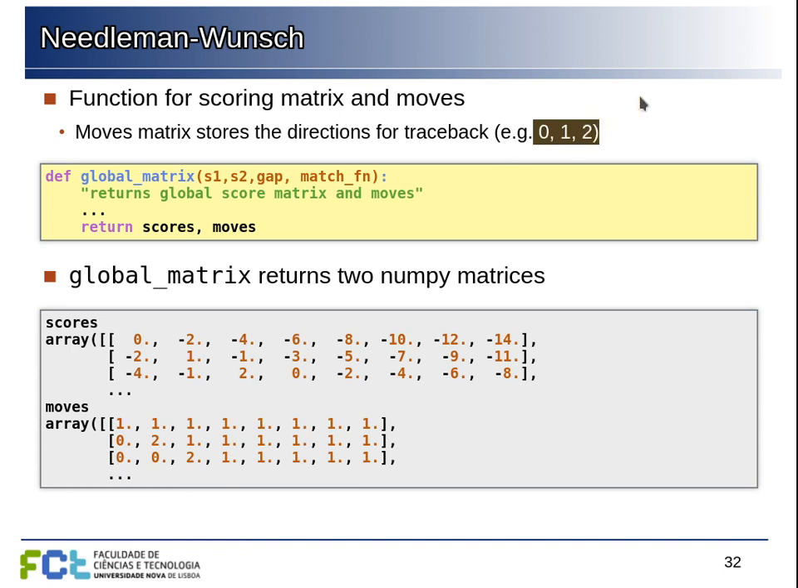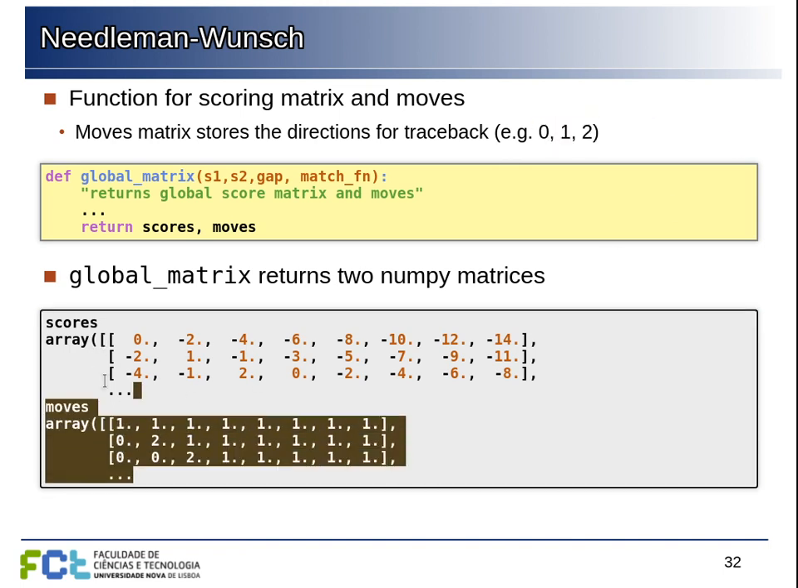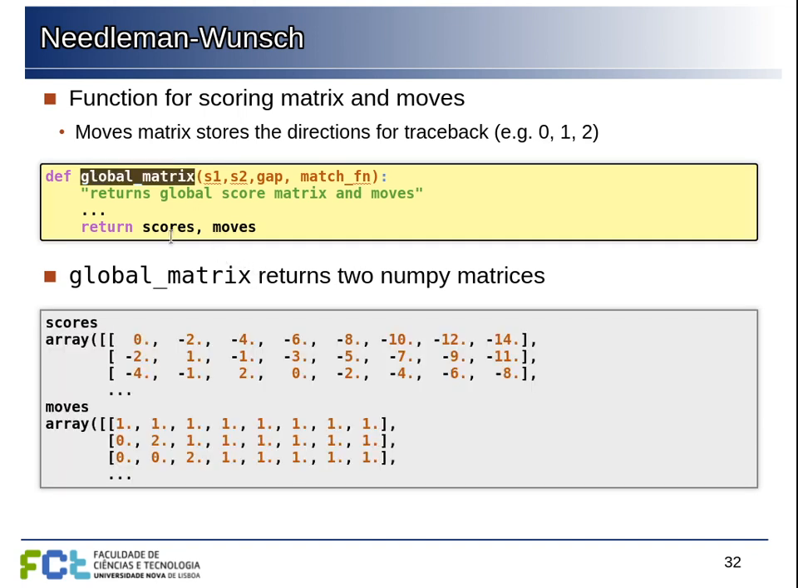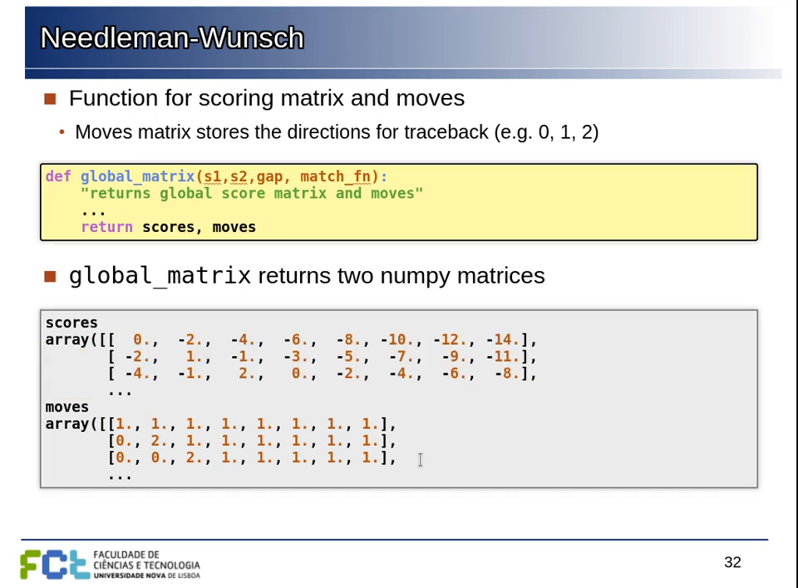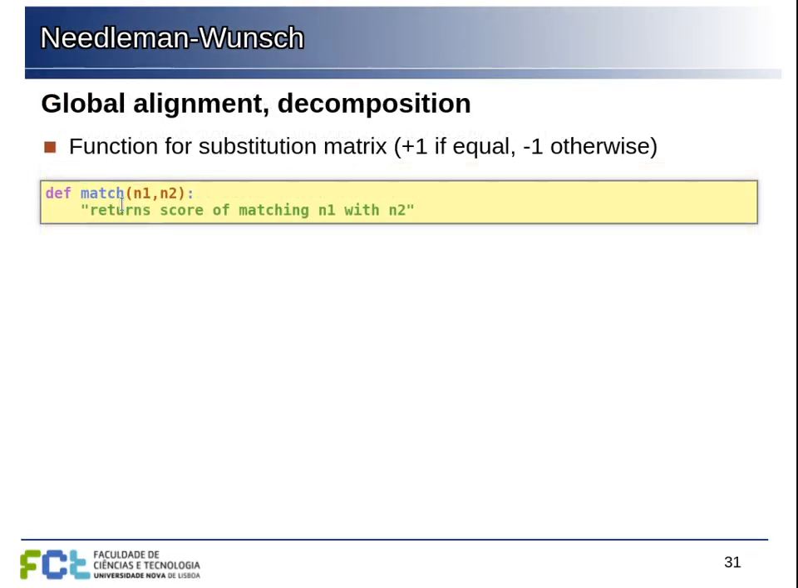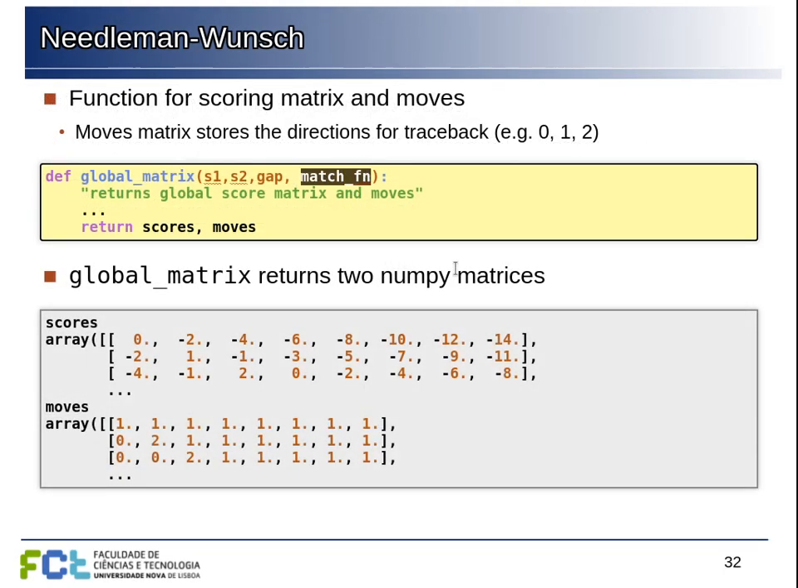This is arbitrary. You can choose whatever values you want, but these would be the 2 matrices that the global matrix function will return. Scores, so that we know the score and we can compute all the moves, and moves so that we can then do the backtrace and create the alignment. And another detail here is that we're going to receive the match function here, which will be a function like this one that we're going to call to get the score of matching 2 residues, 2 nucleotides in this case. Since we may want to use different substitution matrices, we can create several functions like this, and then just choose which one to send into the global matrix function.